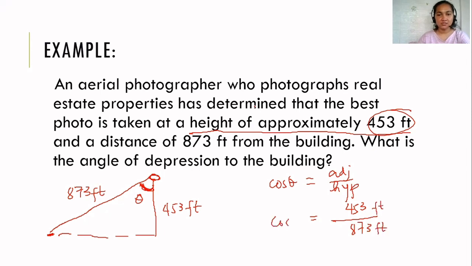We have cosine theta. If we take the inverse cosine of both sides of the equation, we get theta equals inverse cosine of 453 divided by 873. Let's check using our calculator. Inverse cosine of 453 divided by 873 gives 58.74 degrees. So this will be the angle of depression to that building.